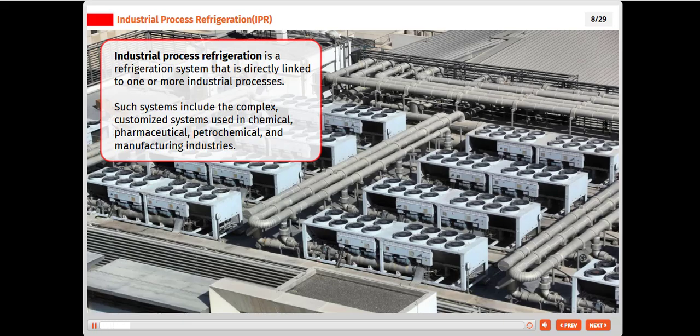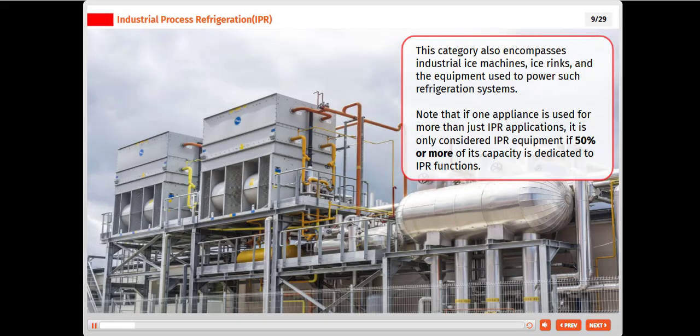Industrial process refrigeration is a refrigeration system that is directly linked to one or more industrial processes. Such systems include the complex, customized systems used in chemical, pharmaceutical, petrochemical, and manufacturing industries. This category also encompasses industrial ice machines, ice rinks, and the equipment used to power such refrigeration systems. Note that if one appliance is used for more than just IPR applications, it is only considered IPR equipment if 50% or more of its capacity is dedicated to IPR functions.